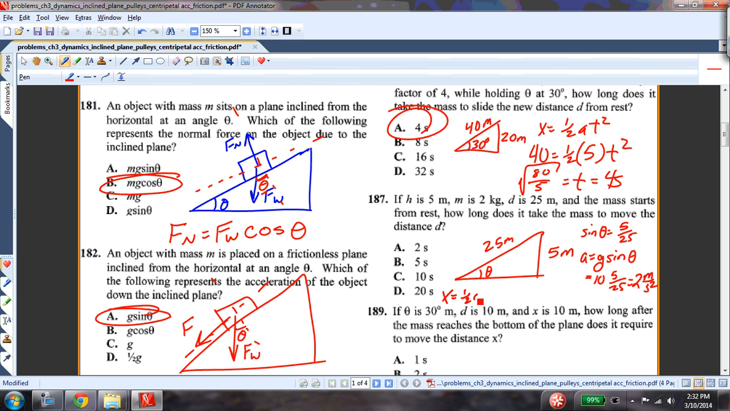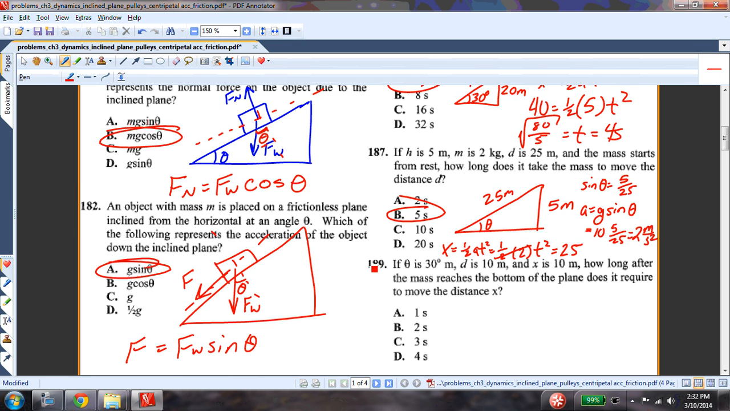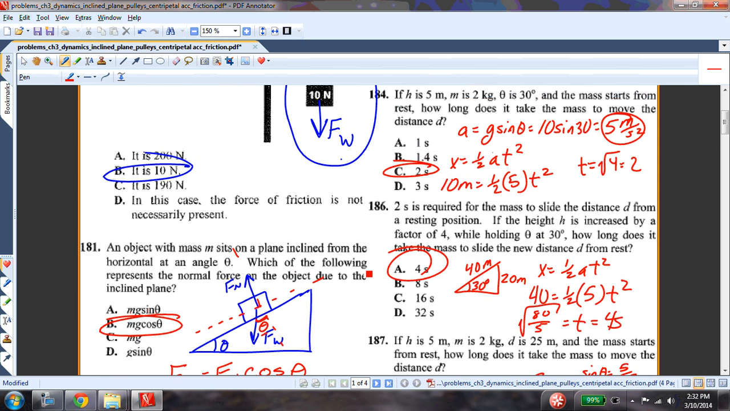X is 1/2 at squared. That's 1/2 of 2 times t squared is equal to 25. So t, these cancel. T is just the root of 25, or 5 seconds. That's 187. 189, if theta is 30 degrees, d is 10, and x is 10, how long after the mass reaches the bottom does it require to move the distance x? Okay, so let's see. We already know the velocity at the bottom, do we not?